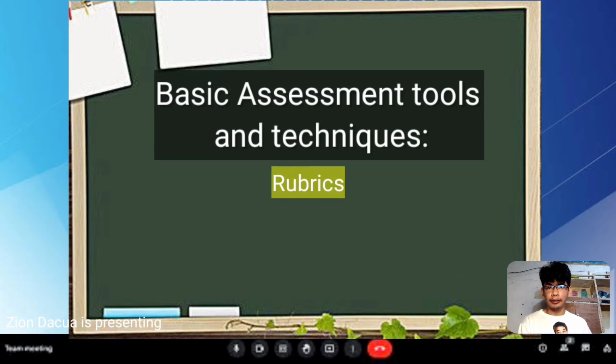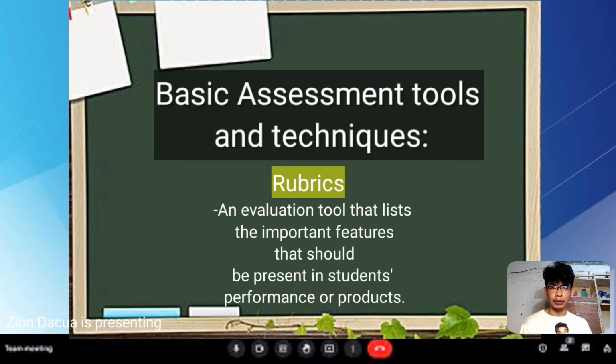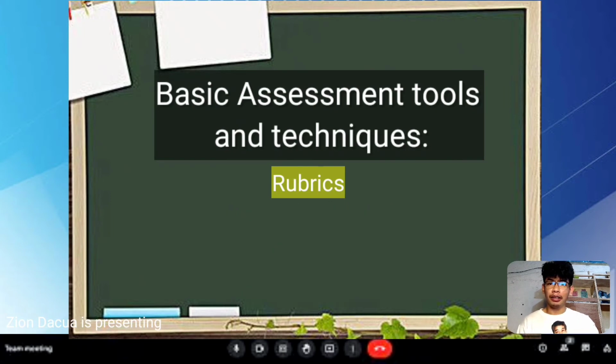Next we have the rubrics. This is an evaluation tool that lists the important features that should be present in students' performance or products. Rubrics clearly identify what will be graded. This is an assessment tool that clearly indicates criteria across all the components of any kind of students' work, from written to oral and to visual.